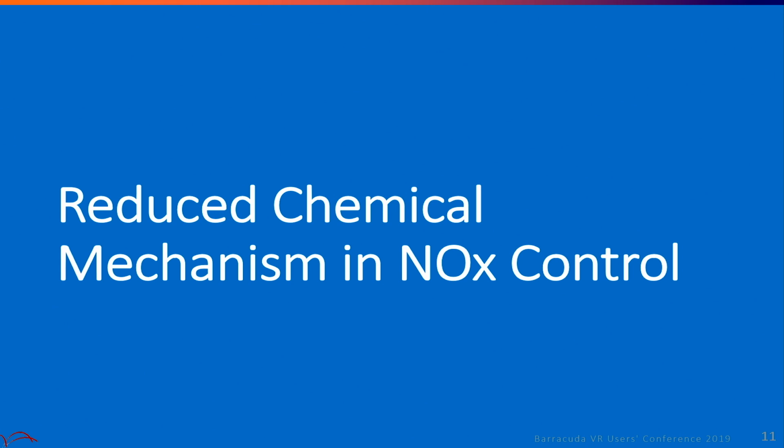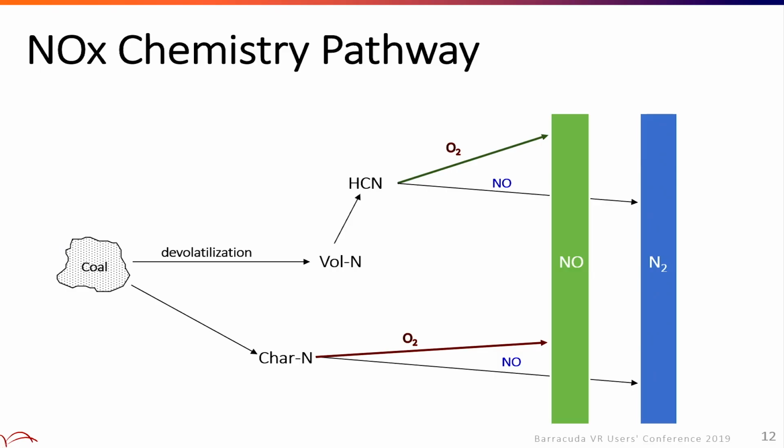I just want to give you some examples using reduced chemical mechanism in NOx control for coal-fired boilers. Just a little bit of chemistry. Coal has nitrogen that can be devolatilized in the reacting system, and can form volatile nitrogen or tar nitrogen. Volatile nitrogen can form HCN. If it reacts with oxygen, it forms NO, and if it reacts with NO, it forms N2. Tar nitrogen can be oxidized to NO, or react with NO to form N2. This is called the fuel NOx route.